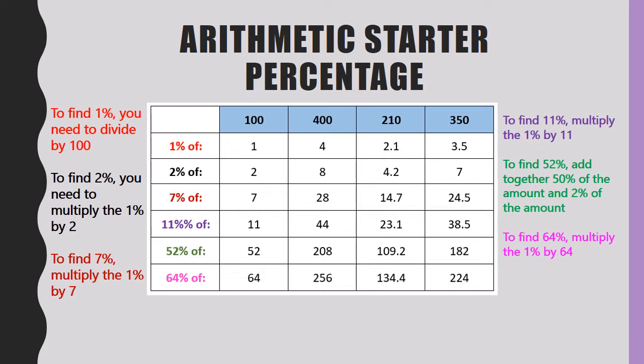And the same with 64%, again taking the 1% and multiplying it by 64. That's one way. But you might also, as we just discussed, have found other ways to do that.